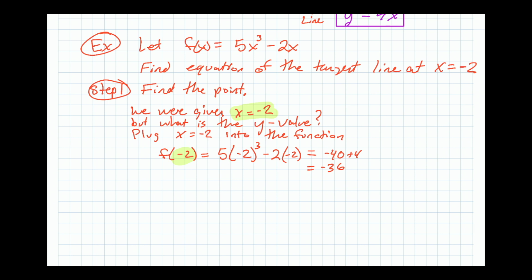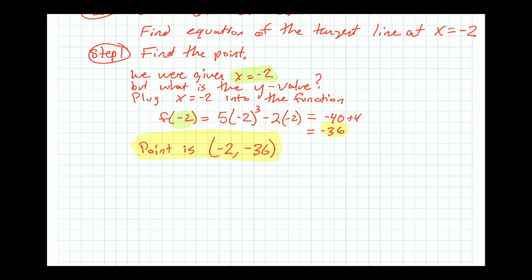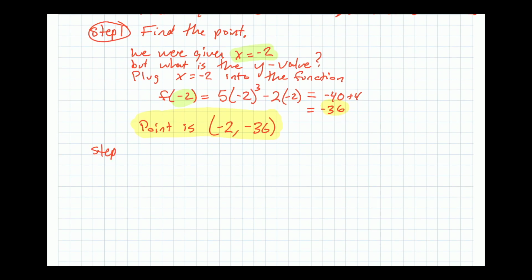Okay? So you do that, you find this y value, and so your point is this. So the point that we're going to use is -2, -36. All right? That was what we were doing here. They gave us the x, we needed the y. Now, step 2 is we need the slope. Find the slope at the point.